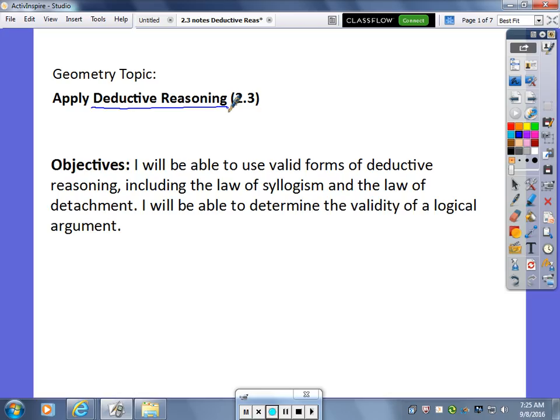This is the fourth and last lesson in our Unit 1 on logic reasoning, and today's objectives will be: I will be able to use valid forms of deductive reasoning, including the law of syllogism and the law of detachment. I will also be able to determine the validity of a logical argument.